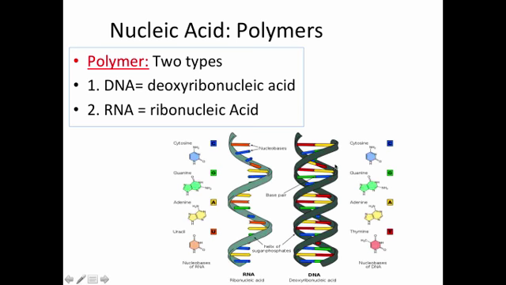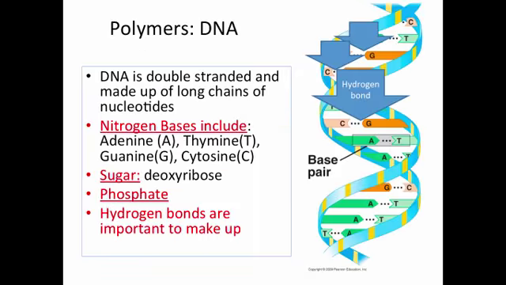If you look, here's a nice strand of deoxyribonucleic acid, and here's a strand of RNA, which is ribonucleic acid. So just looking at them quickly, you realize they're very similar, but they also have a lot of differences. So let's take a closer look.